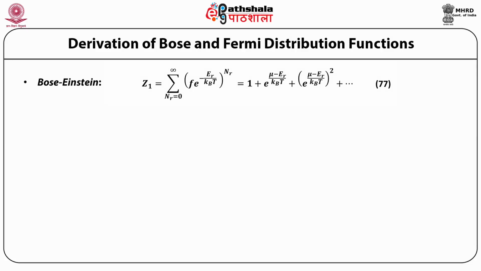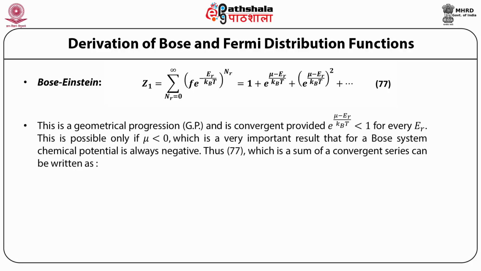Here, Z1 is equal to summation over nr is equal to 0 to infinity of f times e raised to power minus er upon kBT, raised to power nr, which on expansion gives us 1 plus e raised to power mu minus er by kBT plus e raised to power mu minus er upon kBT raised to power 2 plus so on. This is a geometrical progression and is convergent provided e raised to power mu minus er upon kBT is less than 1 for every er.